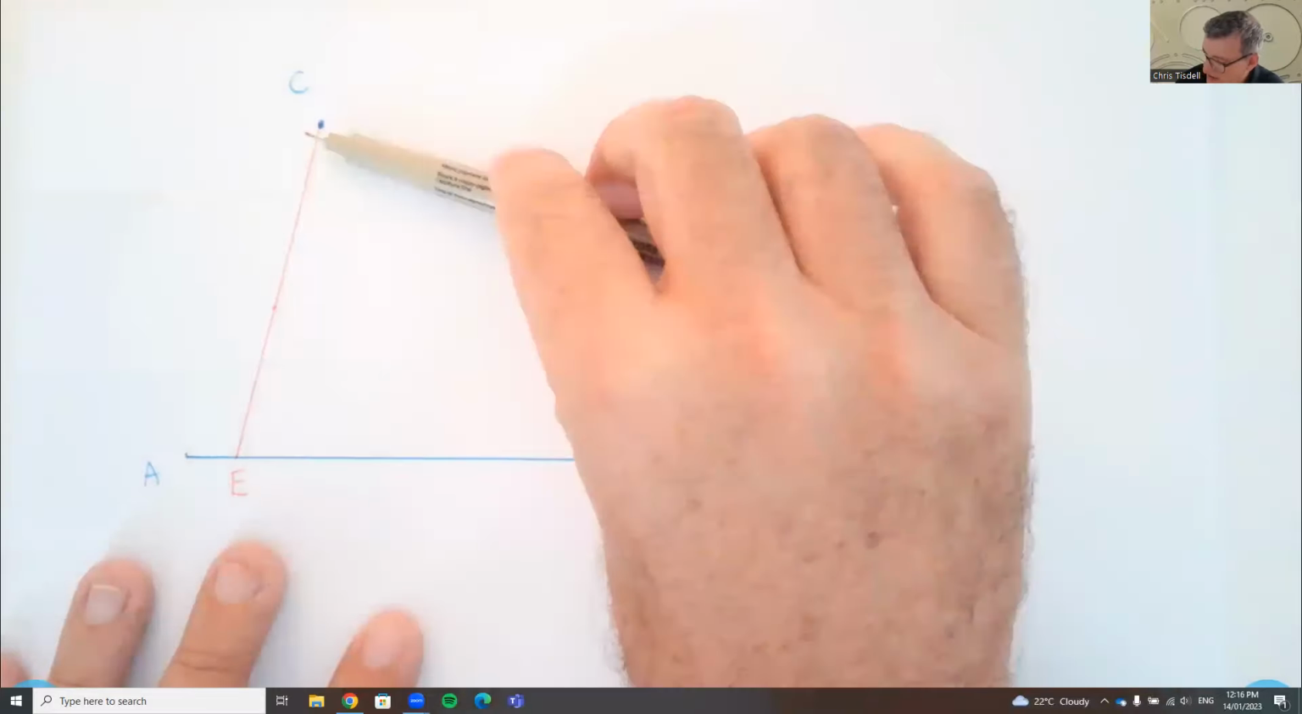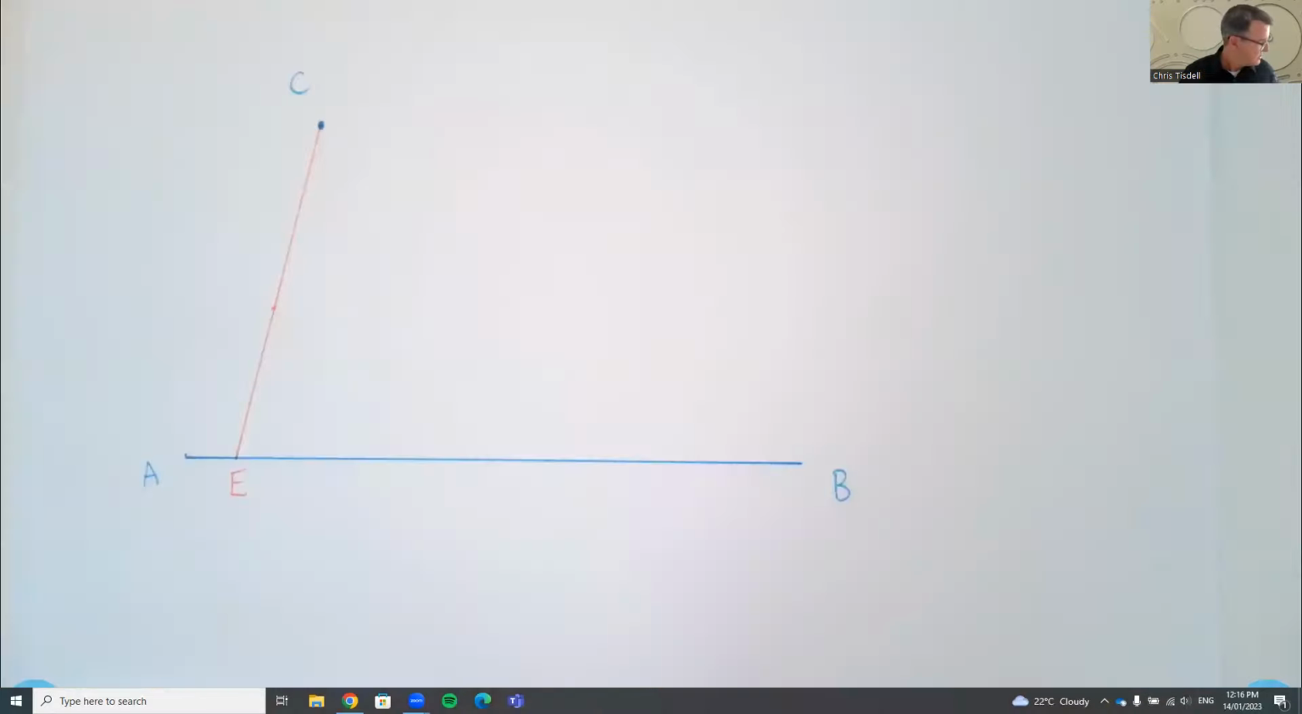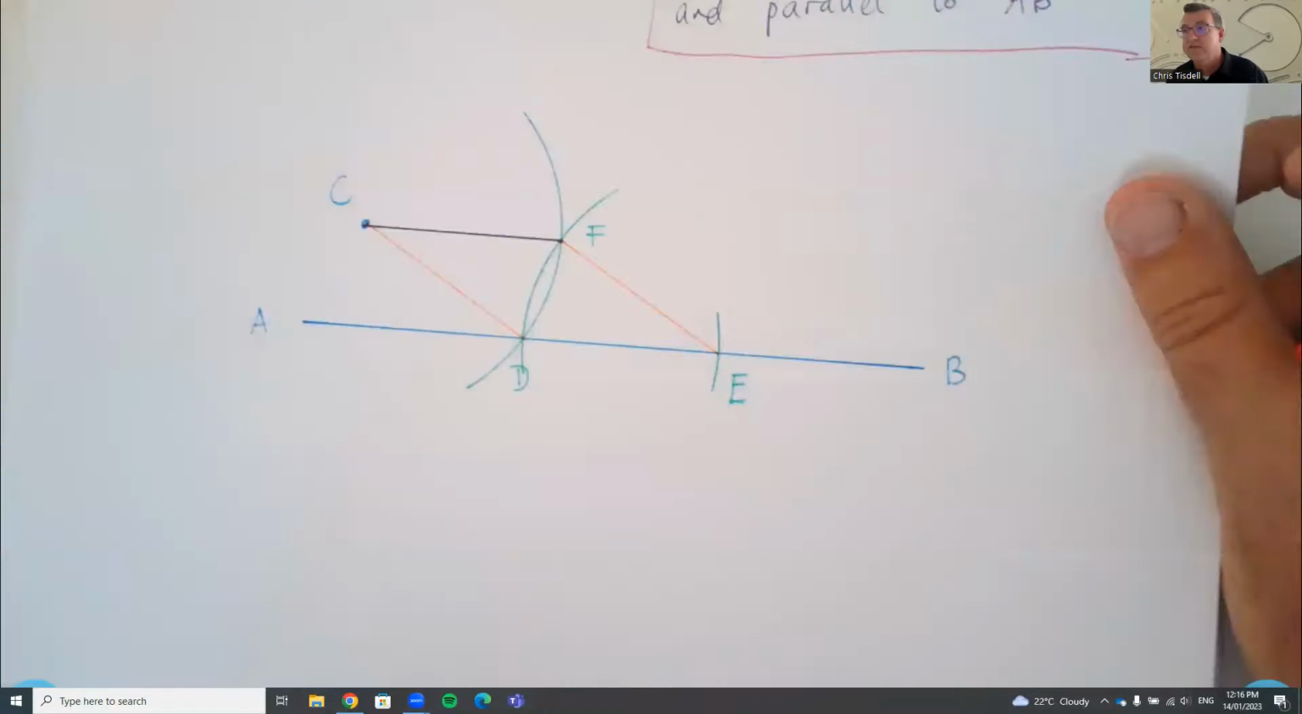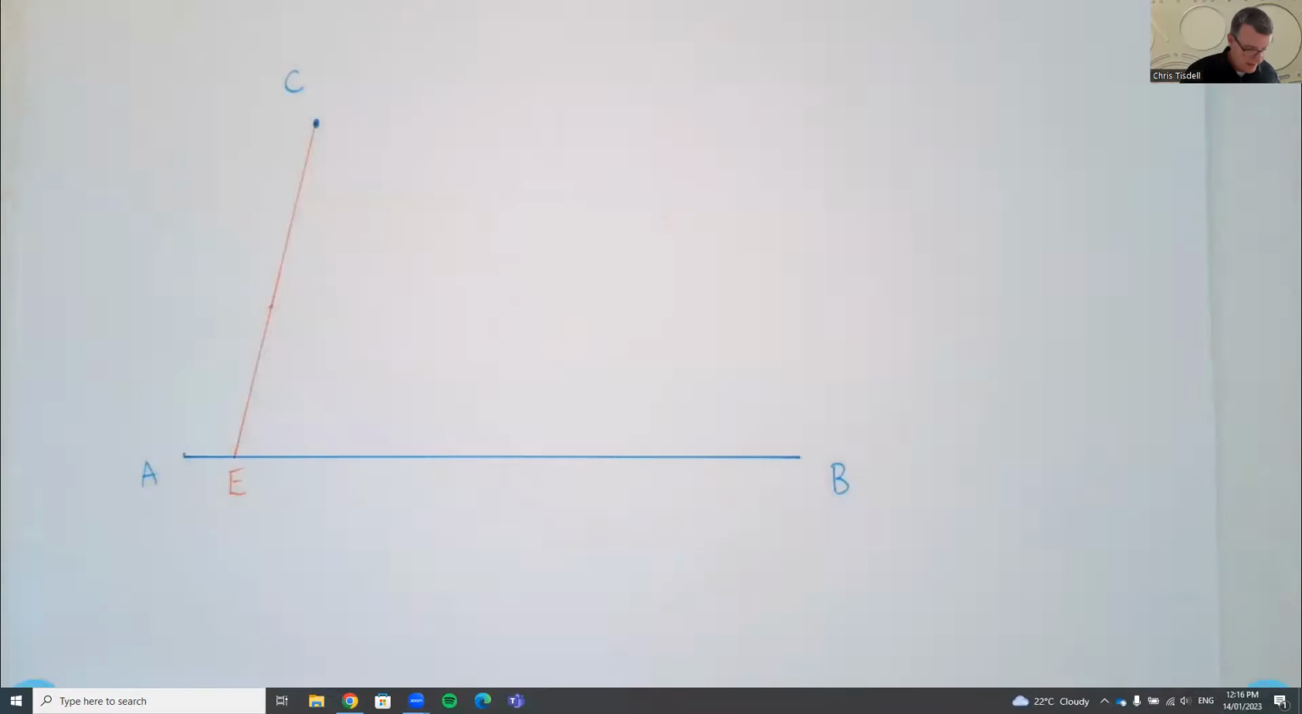And what I'm going to do is construct a series of parallel lines that get closer and closer to the point C. Close enough so that I can use that kind of construction. Okay, so how do I do that? Well, let me show you.